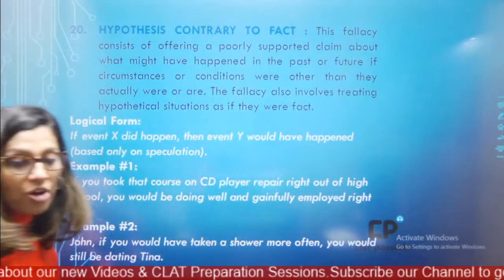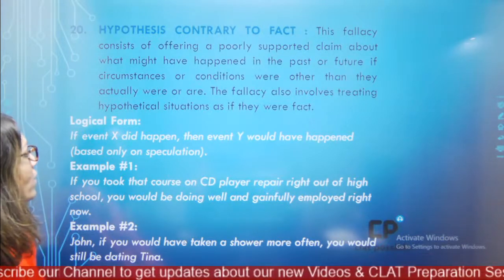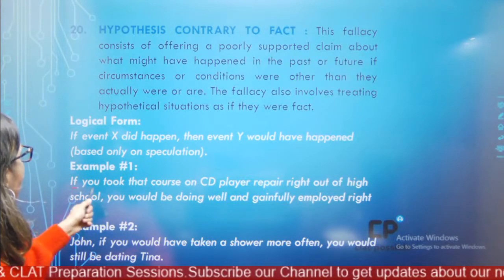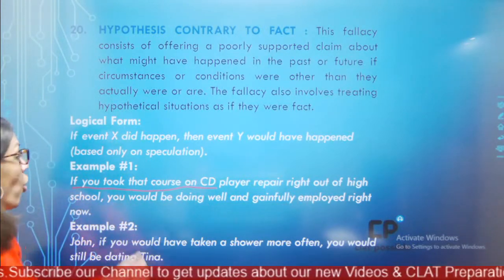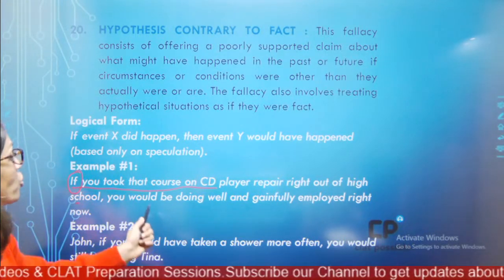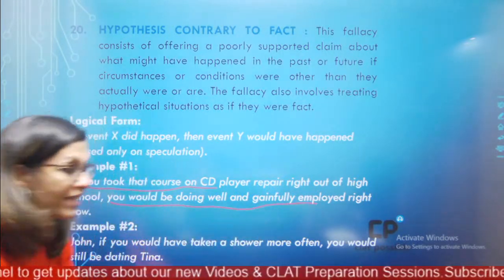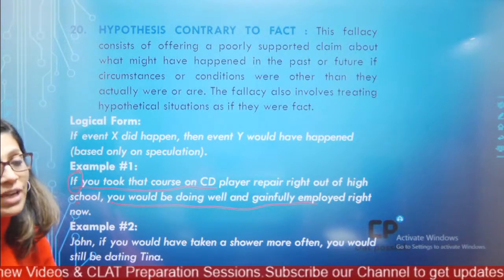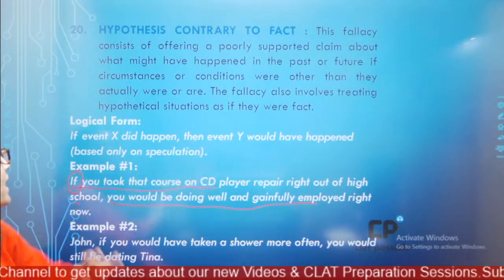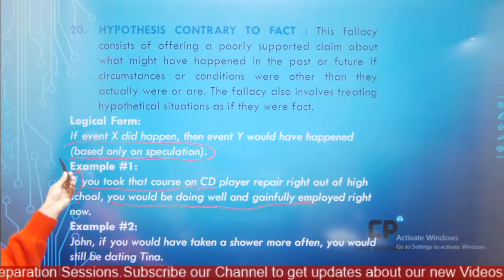Now hypothesis contrary to fact basically means that I am only making a hypothesis. The whole argument is based on if, and there is no proof that it has happened in reality, but I conclude as if it has happened in reality. So it says if event X happened, then Y would have definitely happened. So this fallacy means the whole argument is based on speculation.